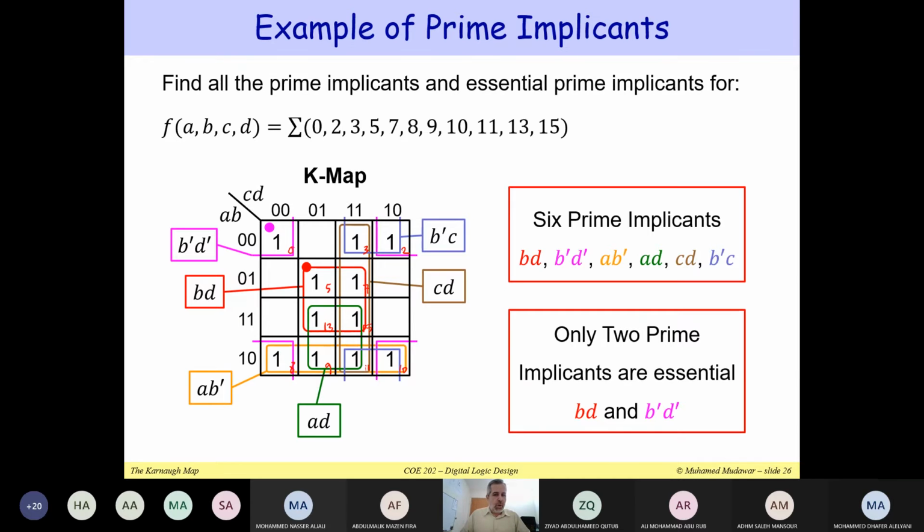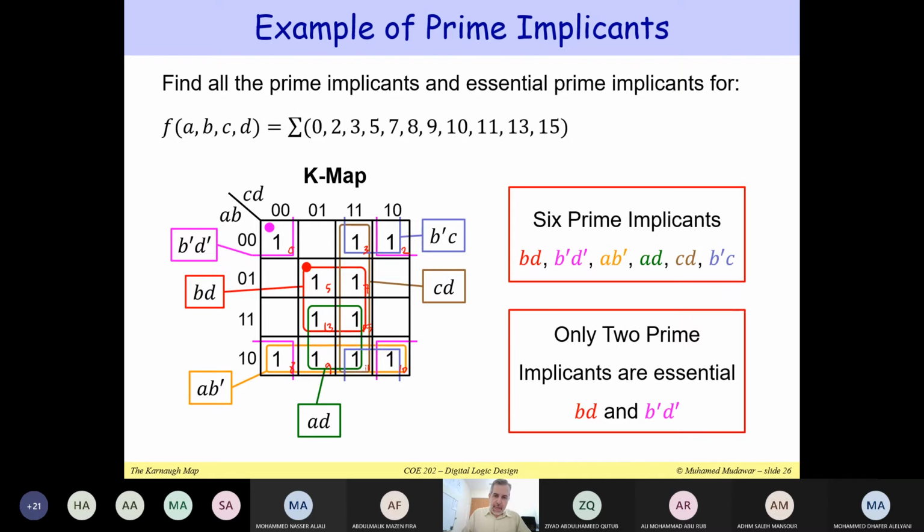We have identified all the 6 prime implicants, and we have identified that 2 of them are essential, BD and B prime, D prime. Now, any minimal sum of products expression for this function f should contain the 2 essential prime implicants. But it does not have to contain all the 6 prime implicants. So any essential prime implicant should be part of the minimal sum of products.